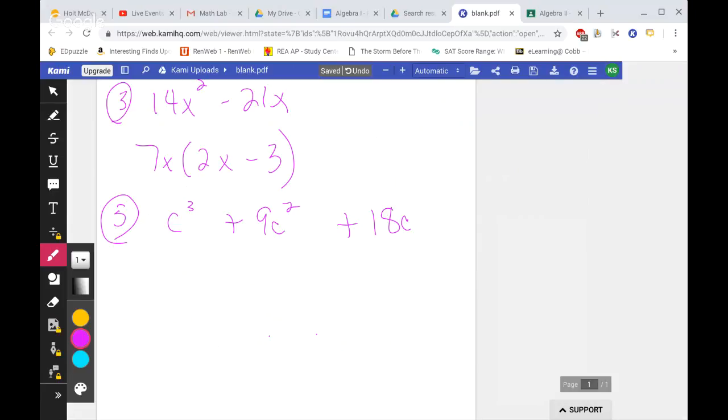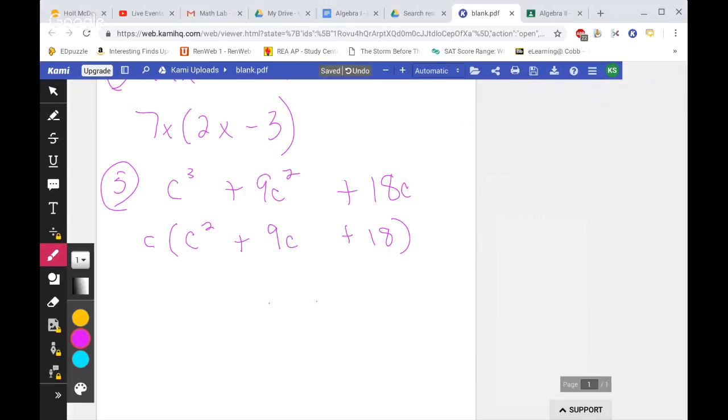So on number 5, what would you say the greatest common factor is? C. Yes. And then you just write what's left over after you take the C out of each individual term. So it's C squared plus 9C plus 18. Yes. It's basically everything, but with one less C. Is that the final answer? No, you're not that lucky, Garrett.